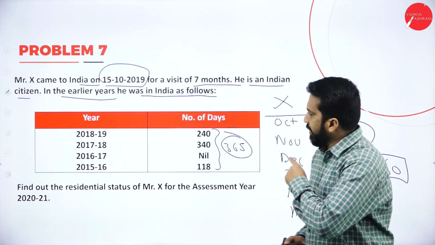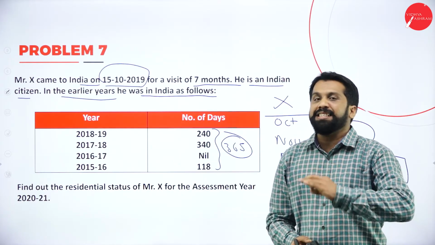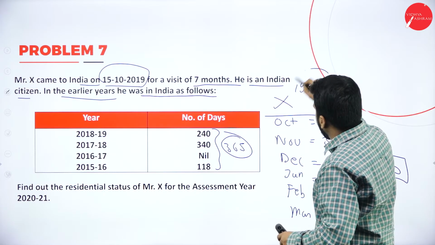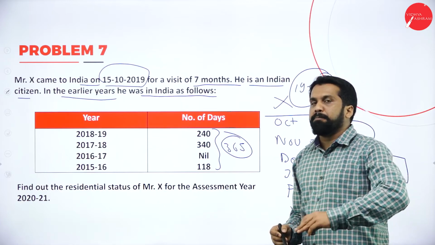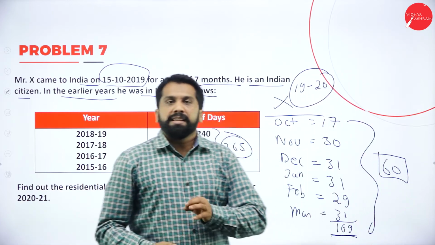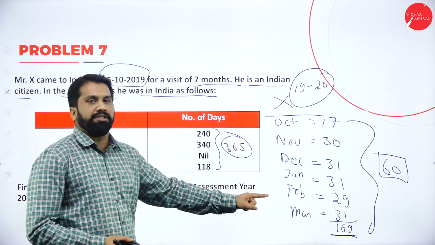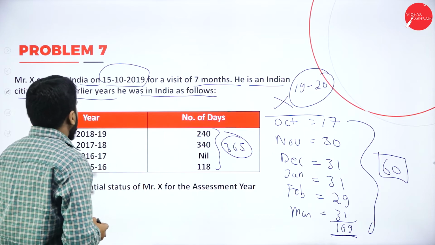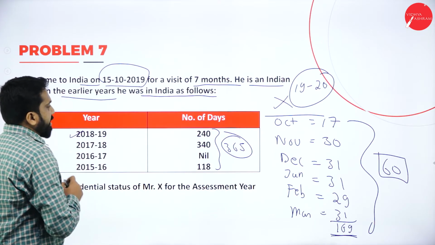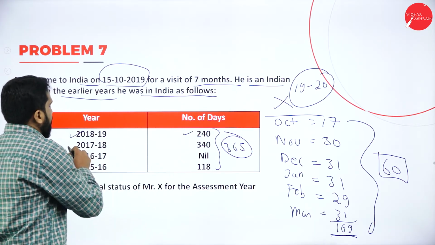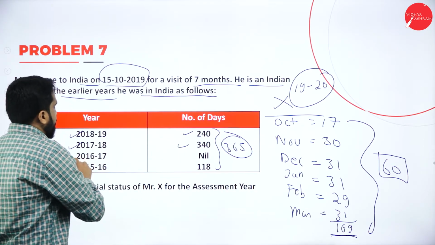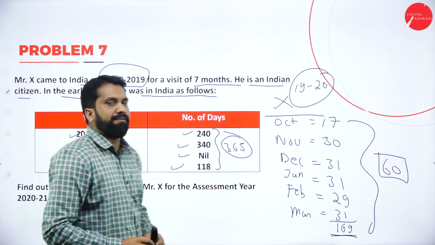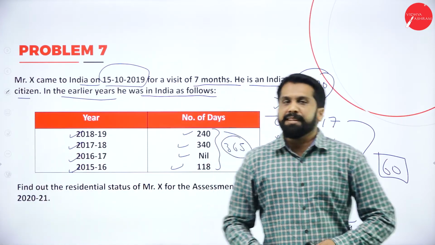Easy to calculate. Like this, if you go, it is easy. You have to calculate for 19 and 21st. Then you have to go back for the previous year. Why? Because he did not fulfill the basic condition. The previous year is not required. Now, in this, 18 and 19, he was 240 days. 17, 340 days. 16, he was not there. In 15 and 16, he was there for 118 days.